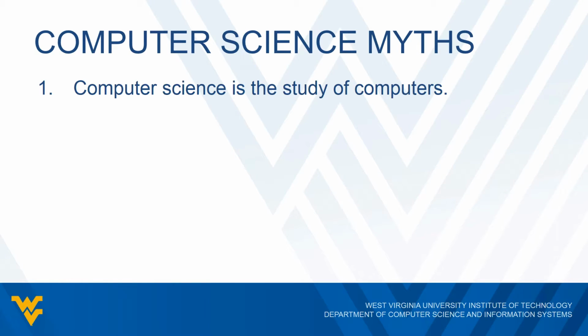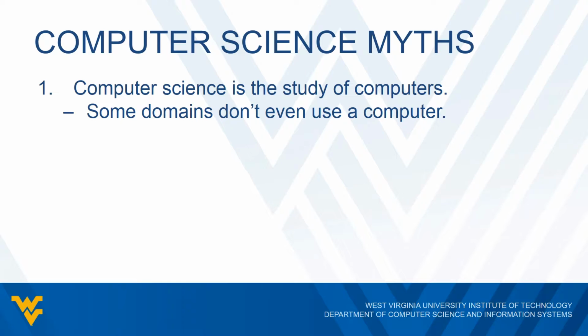The first myth is that computer science is the study of computers. Well, yes, we do study computers and we do stuff with them. But this isn't true, because there are some domains of computer science that don't even use a computer. There's a whole area of theory and algorithms where we don't touch a computer. It's all handwritten and theory based, just trying to come up with ways of solving different types of problems. So not every single aspect of computer science even involves a computer.